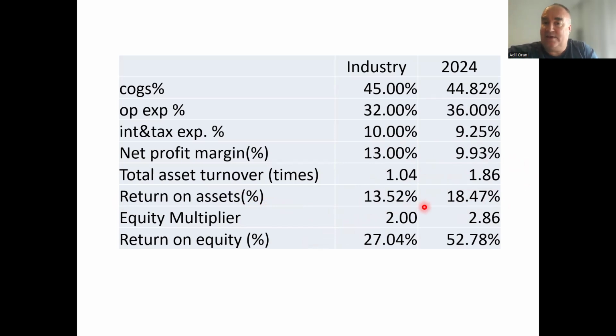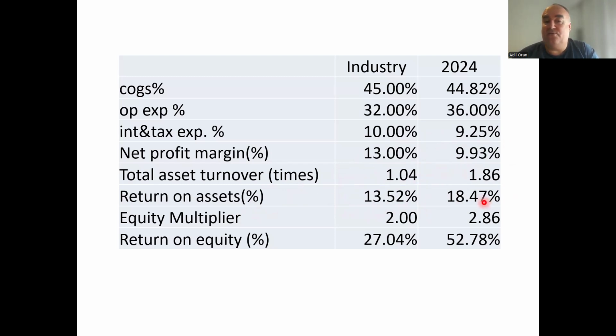And this advantage is caused by a big advantage in efficiency using assets to obtain sales, and despite a disadvantage in profitability. And again, the lower profitability is coming from high operating expenses. So these two combine into an advantage of our company in the 2024 return on assets.